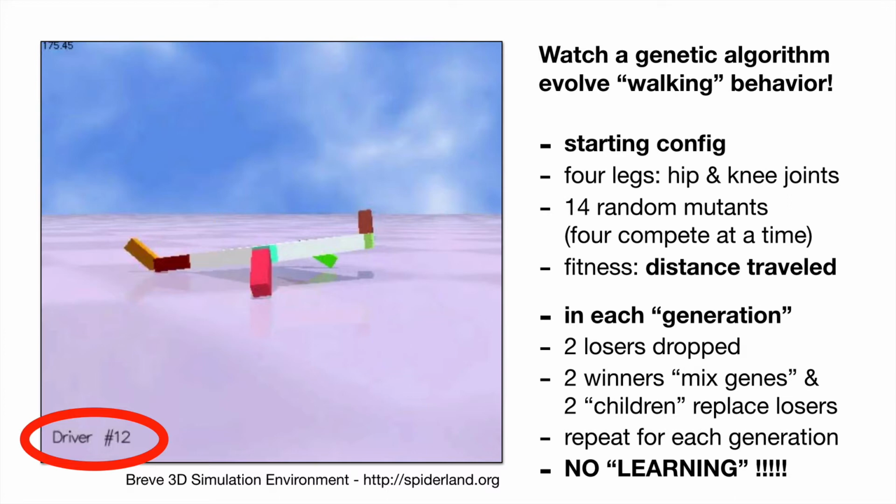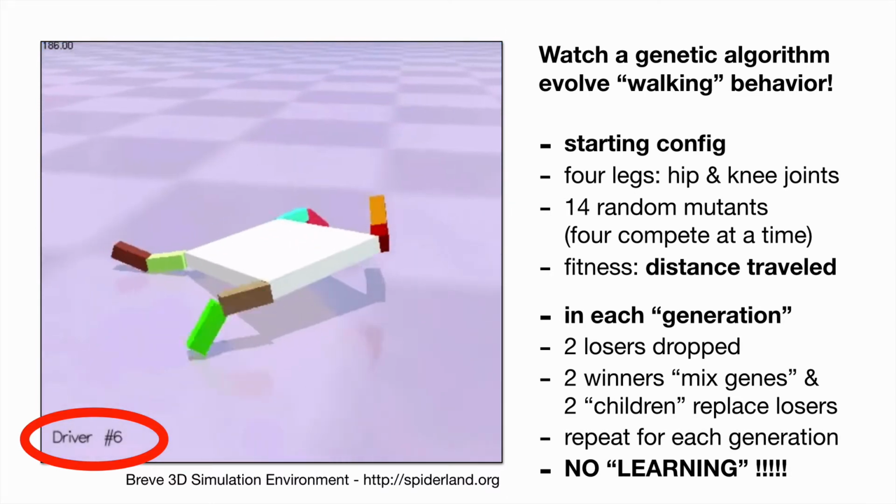This is a genetic algorithm to emulate or to evolve walking behavior. And there's a starting configuration. You're looking at a side view, but it's a little sort of a robot. Sort of a square body, 4 legs. Each leg has a hip joint and a knee joint. And 4 of these random mutants compete against each other at a time. What matters is how far they have traveled from their starting point in each generation. So let's see what that looks like.